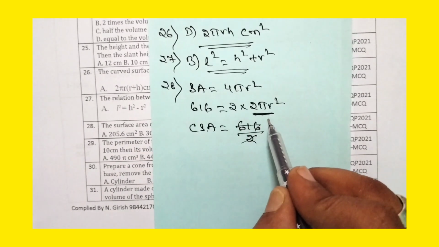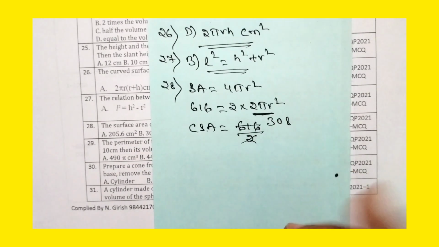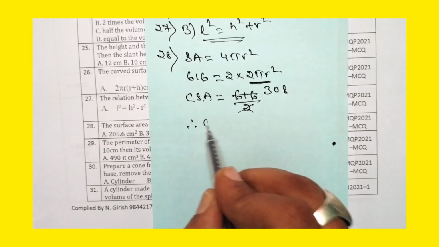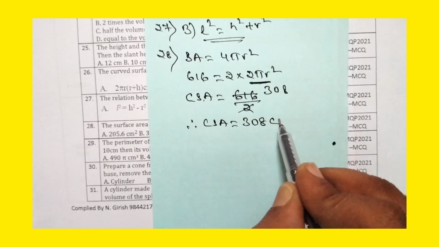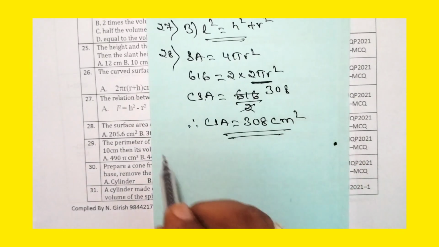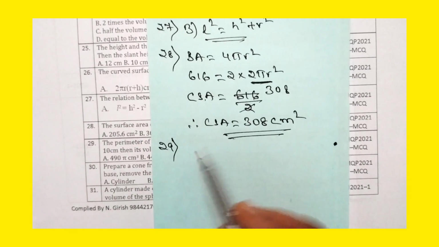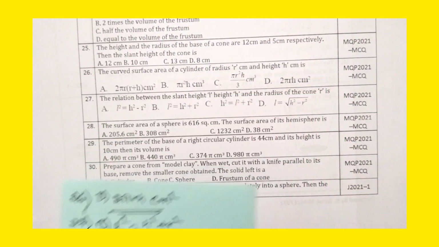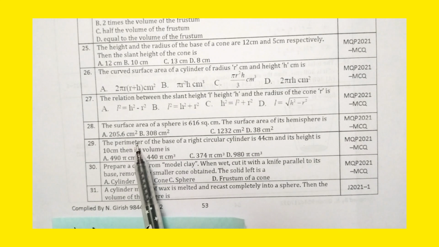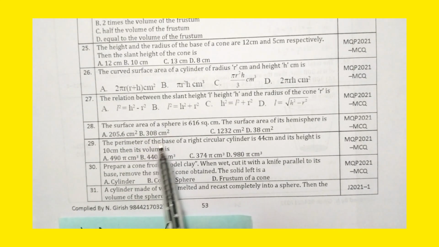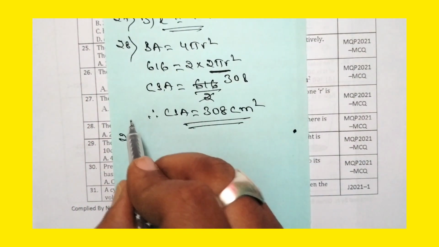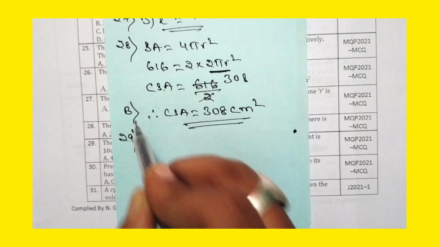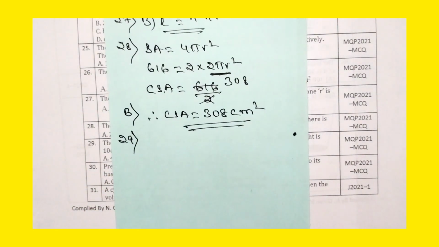2 1s are 2, 2 3s are 6, 2 8s are 16... Therefore the surface area of a hemisphere is equal to 308 centimeter square. Like this we have to find out the surface area of a hemisphere. Among the 4 options the right option is option B, 308 centimeter square. So option B is the right answer, 308 centimeter square.